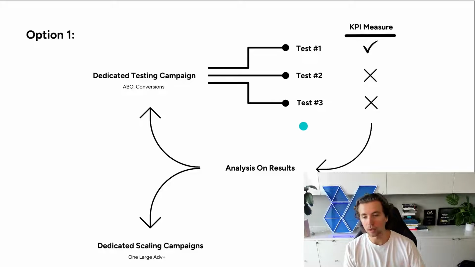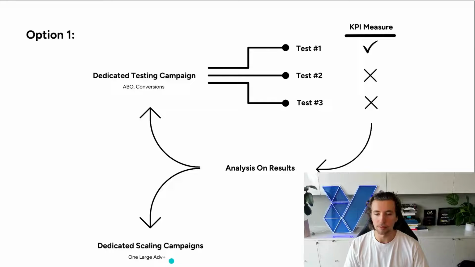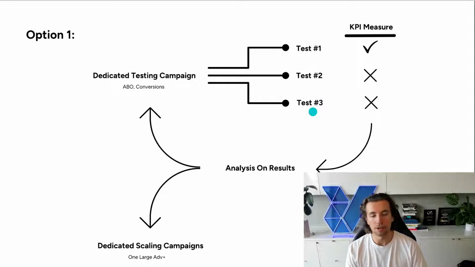Now, once we're finding winning creatives, winning angles, winning creative formats, we can then pull these out into our dedicated scaling campaigns, in this case being one large Advantage Plus. So every time we find a new winning creative or a new winning ad format, we can then pull this out and start running it in that large budget Advantage Plus campaign.